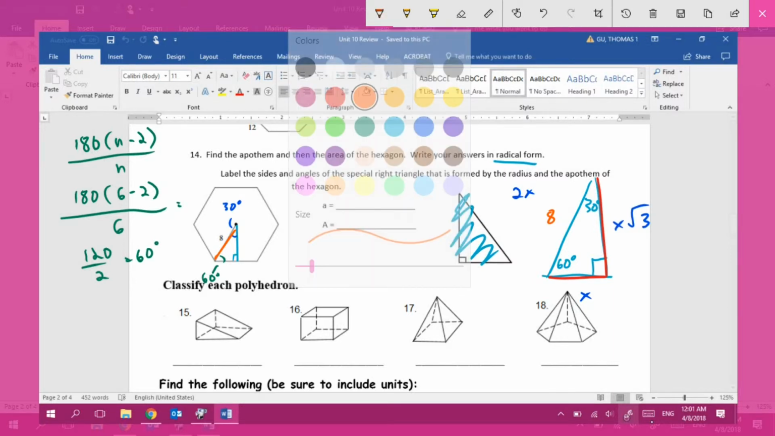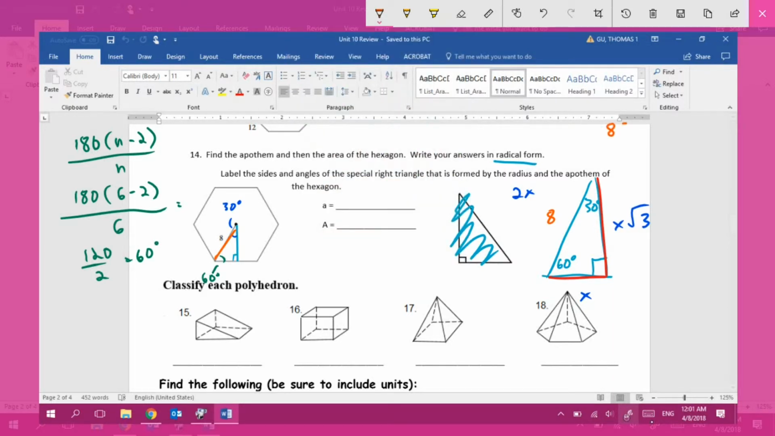Okay, if 8 equals the 2x side, so 8 equals 2x. If I want to find x, I'm just going to divide both sides by 2. And then look, 4 equals x. So this bottom side is 4. If x equals 4, what's the side over here going to be? The x square root of 3. I'm just going to replace that x with 4. So it's going to be 4 square roots of 3.